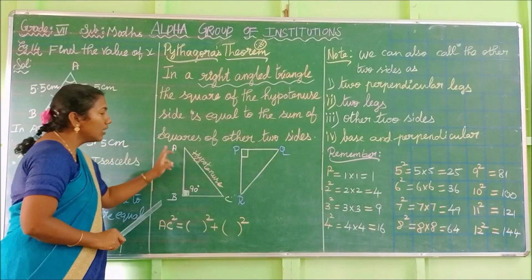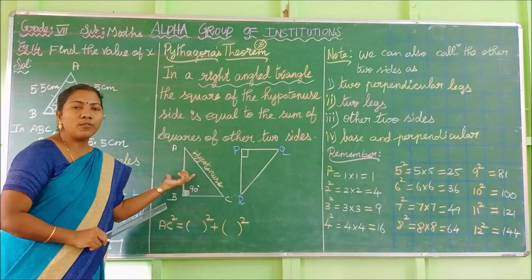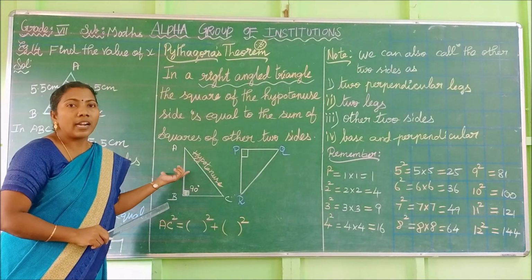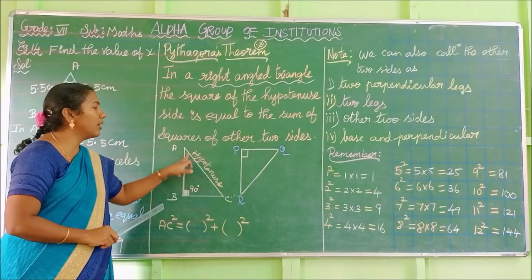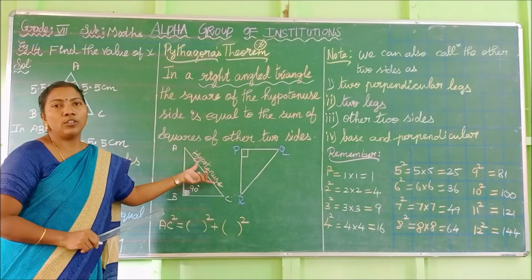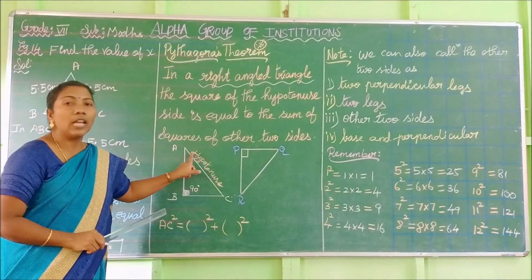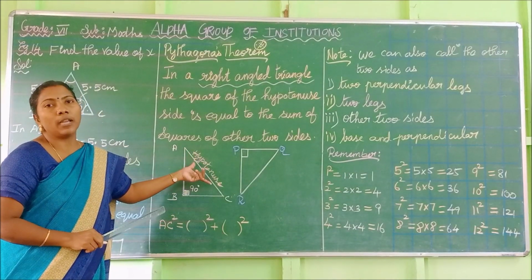Okay, see here, this is the triangle. What type of triangle is this? Yes, it is a right angle triangle. Why? One of its angles is 90 degrees. Here we are introducing a new term, hypotenuse. How do you pronounce it? Hypotenuse. Which side is said to be the hypotenuse?